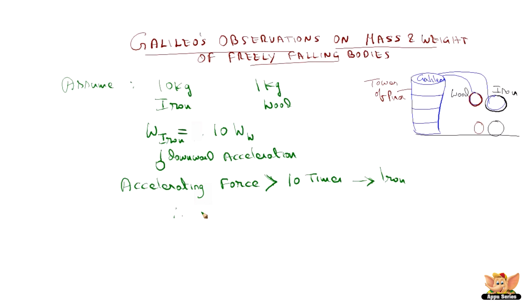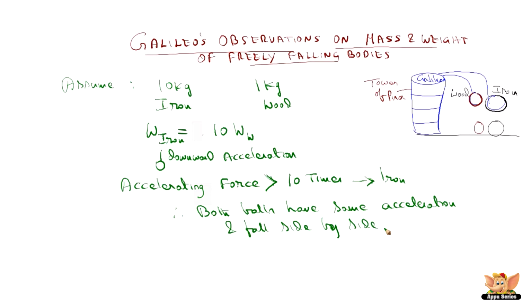So we conclude that both the balls fall side by side because they have the same acceleration. This acceleration is created by the Earth's pull, which, in other words, we call acceleration due to gravity. The acceleration due to gravity makes these bodies move in the downward direction when you drop them from a certain height and they fall to the ground.